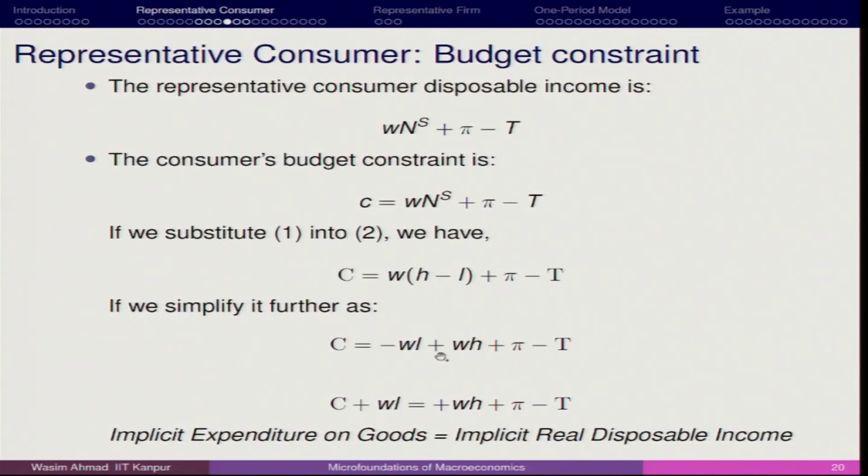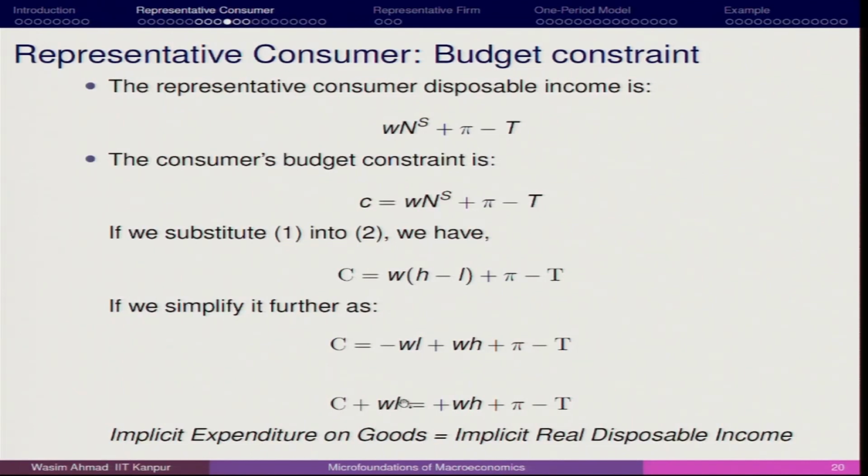And if you just bring this to this side, what is the consumption that this particular agent is going to make? It is nothing but C plus WL that this representative agent is having. So here it is the consumption of the consumer plus the leisure that he has, and that is also linked with the wage rate, right? So the wage rate multiplied by the leisure amount that this particular agent has.